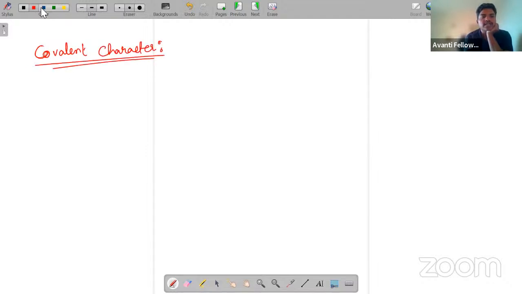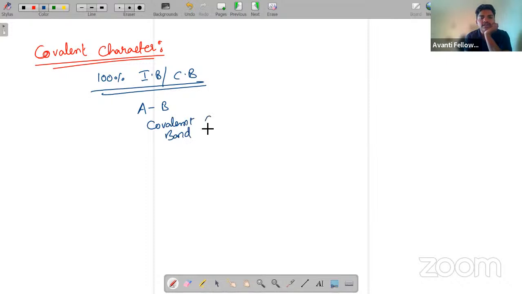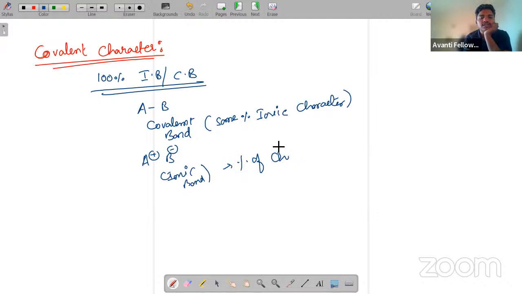Sir, what is a covalent character? We know that there is no 100% ionic bond or covalent bond. Meaning, if I am telling A and B form a covalent bond, we can clearly say that it will have some percentage of ionic character. Okay, so let's suppose if it is forming A plus and B minus, it is strictly an ionic bond, but still there is some percentage of covalent character.